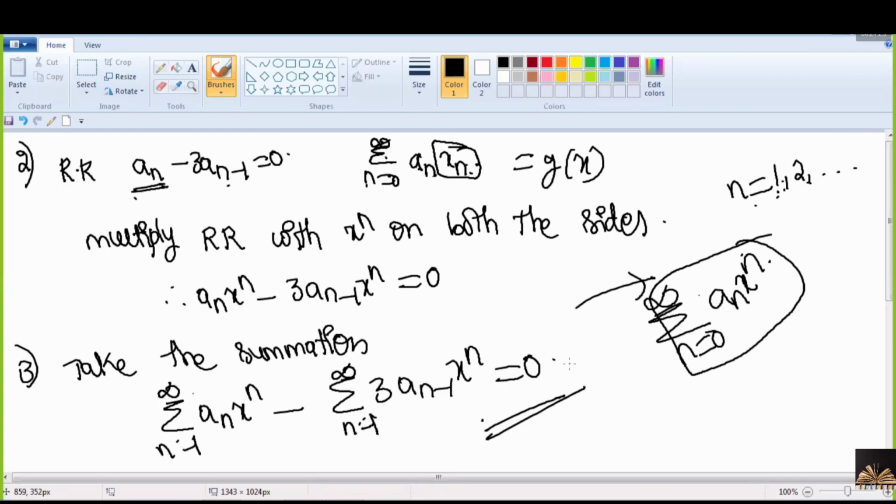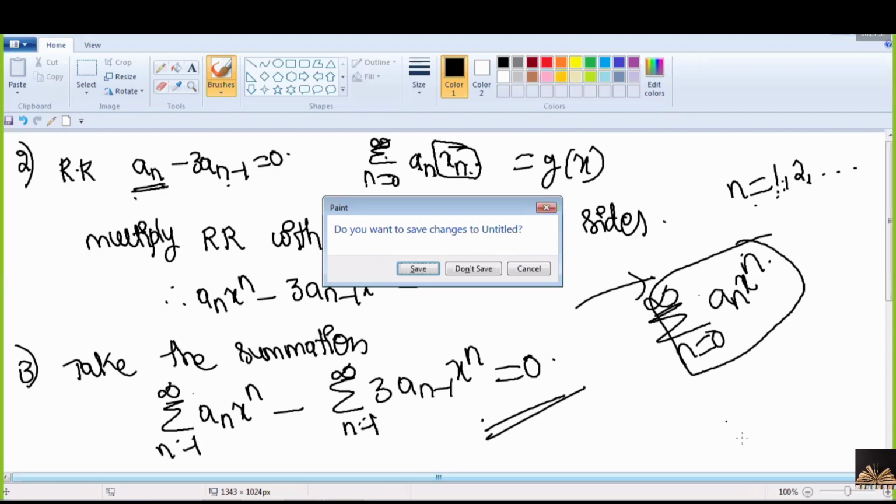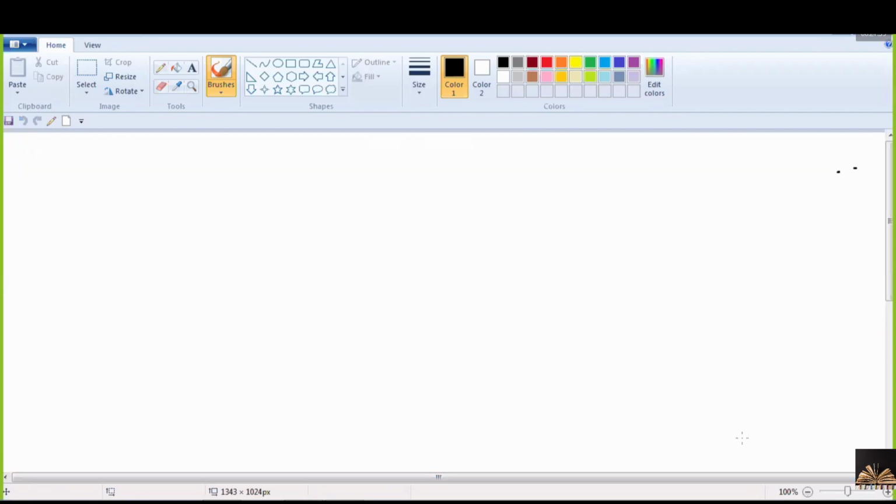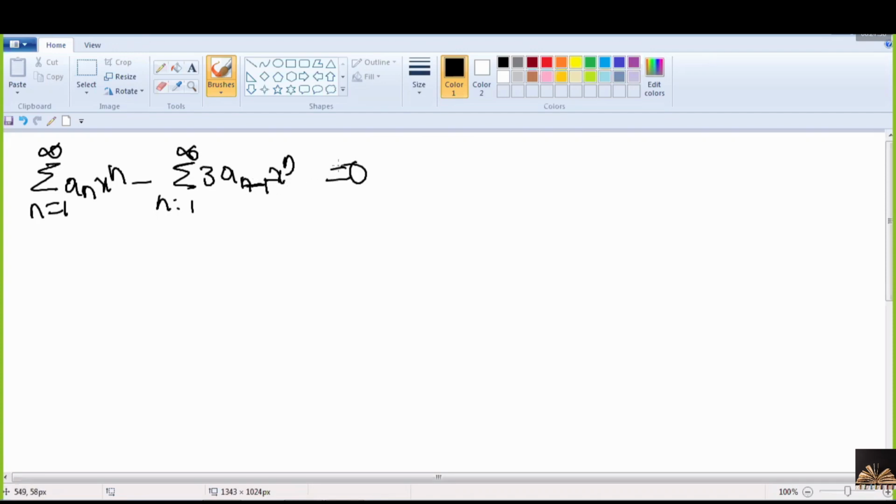Yes, finish. Now, when you apply the summation, we got summation n equal to 1 to infinity a_n x^n minus summation n equal to 1 to infinity 3a_(n-1) x^n is equal to 0. Is equal to 0, right?